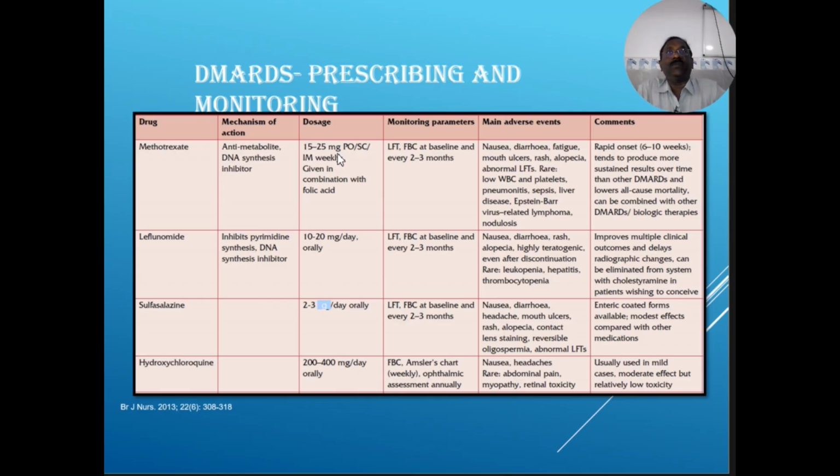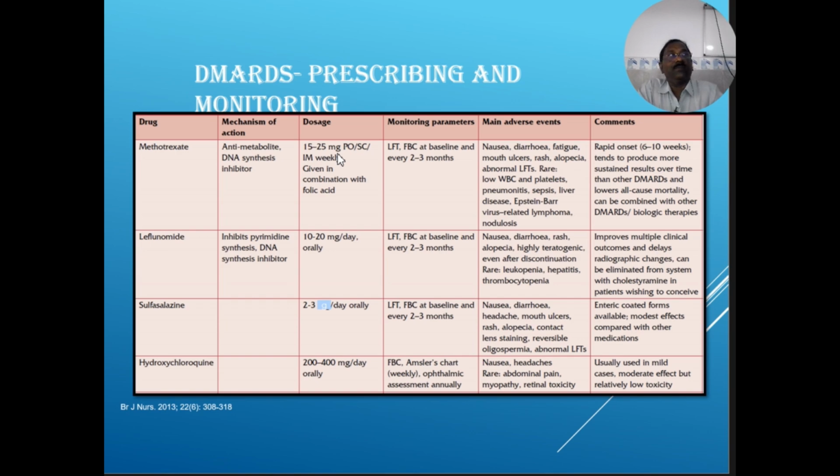So how is the mechanism of action? How does methotrexate act? It is an anti-metabolite, a DNA synthesis inhibitor. That is the main action. The other things I discussed: the dosage, monitoring, main adverse effects, etc.